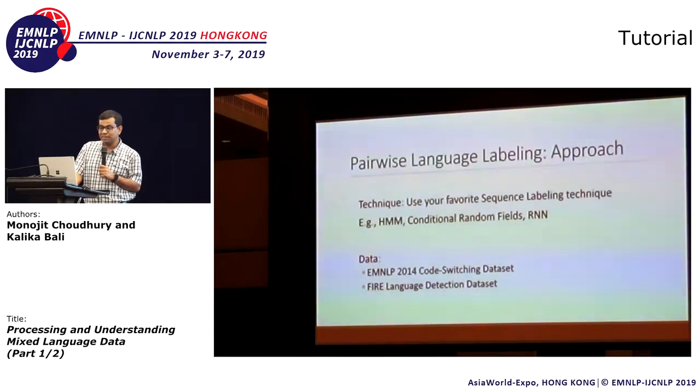Something like EMNLP 2014 has a lot of code-switching datasets for many languages. FIRE, the Forum for Information Retrieval Evaluation, also has a lot of language identification data. Now, once you have this data and you know that you are going to apply a sequence labeling method, how are you going to do that?